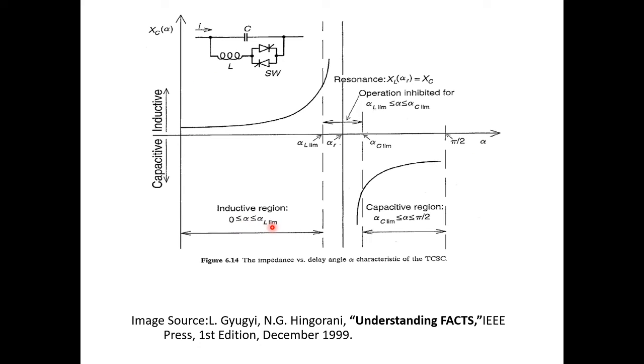From 0 to the alpha limit, we can increase exponentially like this. From that point, this region is nothing but the resonance region. From the alpha limit value to pi by 2, the entire graph is between 0 and pi by 2 only. But between these regions, we have two modes: the inductive mode and the capacitive mode. The inductive mode is between 0 and the alpha limit value. From the alpha limit value to pi by 2 is the capacitive region.